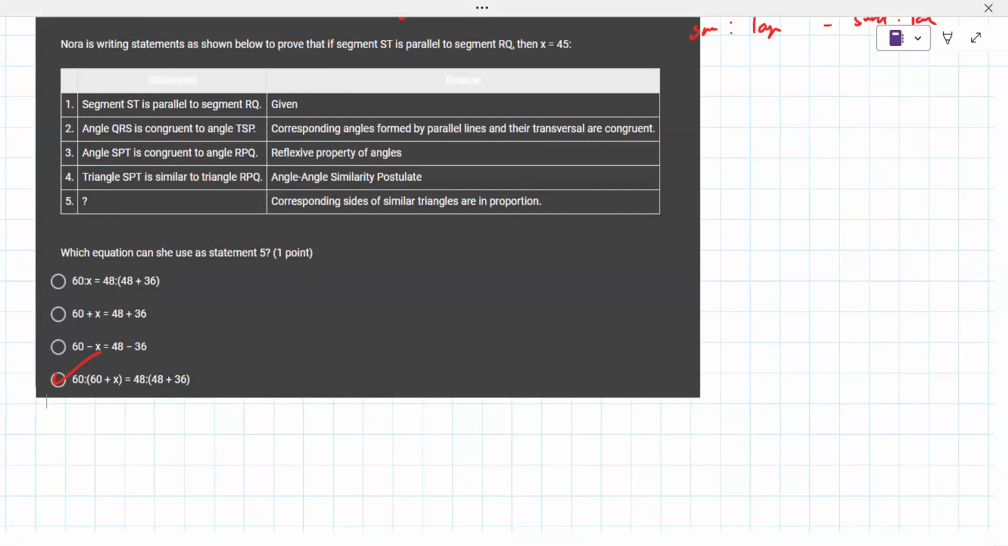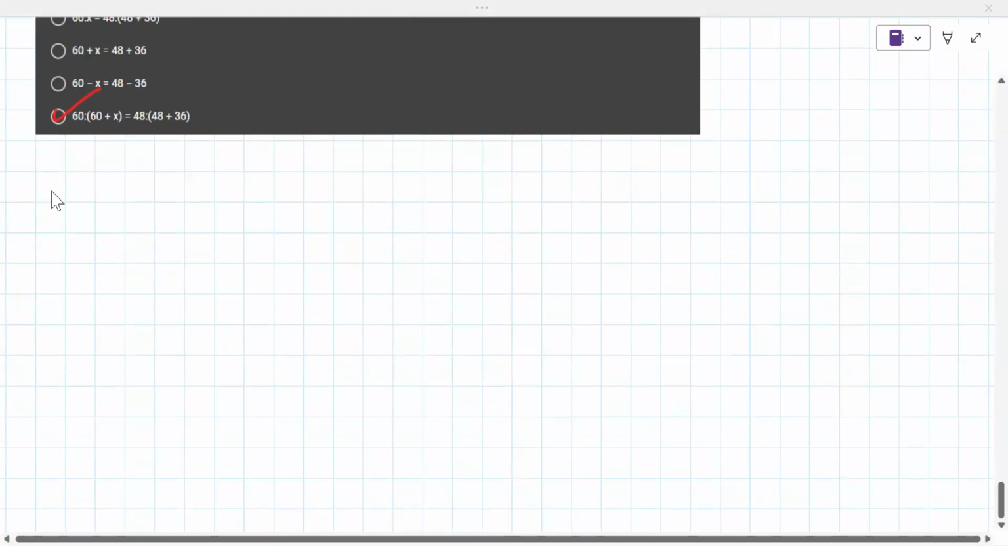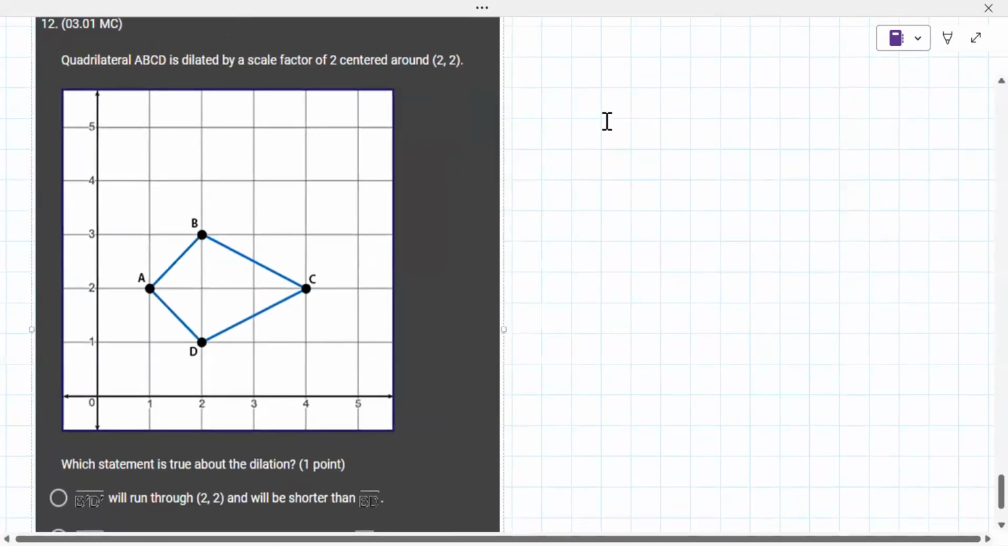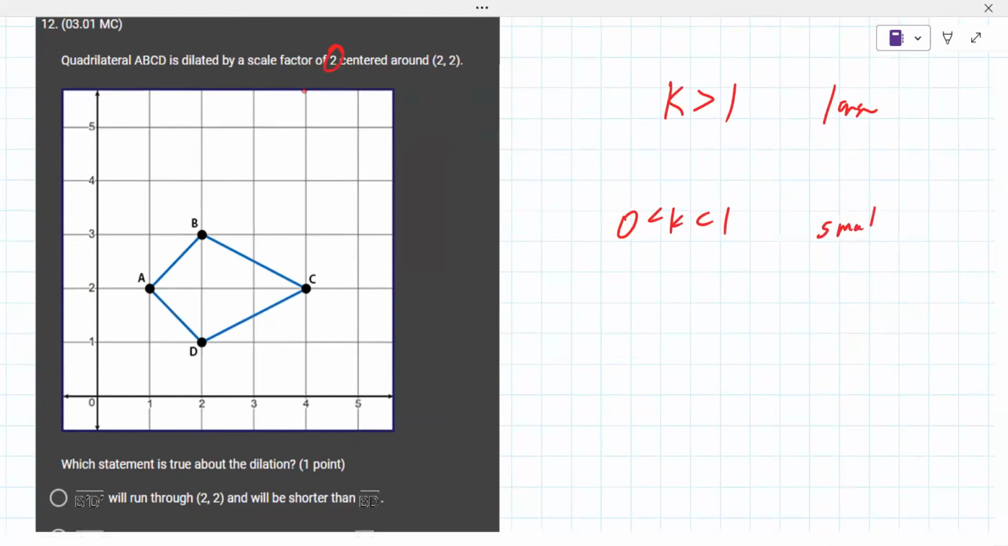Okay, so let's go back to the order here. Next one I saw here was this one. Dilated by a scale factor of 2. So what does that mean if it's dilated by a scale factor of 2? Is it getting bigger or is it getting smaller? Smaller. 2 means bigger. So that's one of the things that goes in your notes. K greater than 1 means it's getting larger. 0 less than K less than 1 means it's getting smaller.